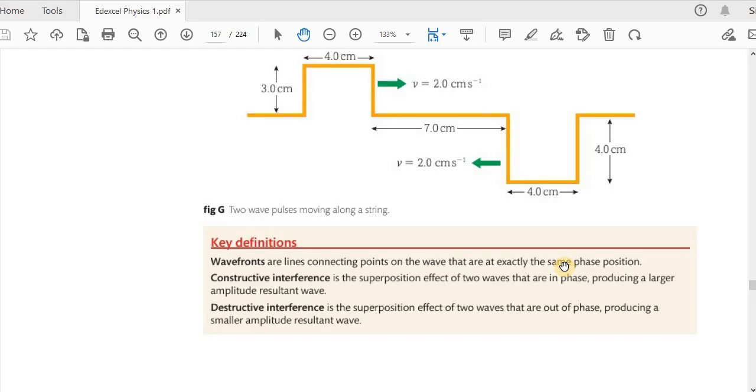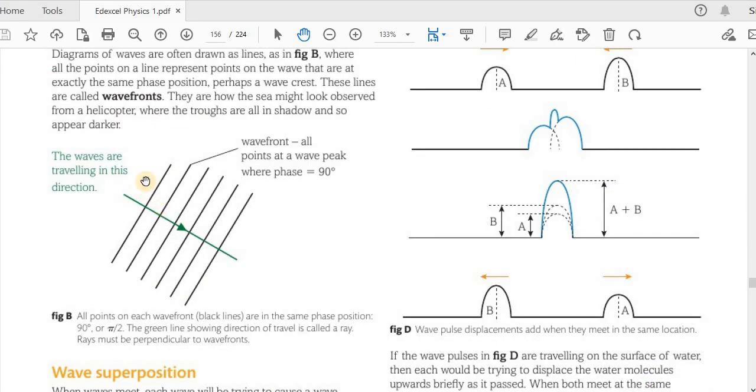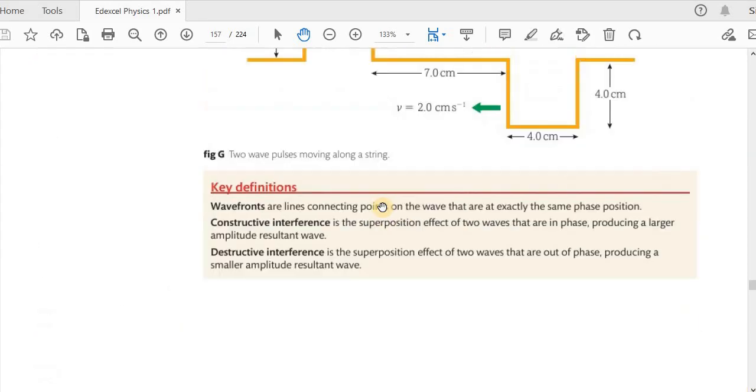Then if you do that for all the crests, there will be a distance of one wavelength between them. So another thing you can remember is, if you have two adjacent wave fronts, the distance between them is equal to one wavelength. From here to here, that's one wavelength. Now you have learned what is a wave front. They are lines connecting points on the wave that are exactly at the same phase position. But we didn't learn this yet. For now you can try to understand the definitions.